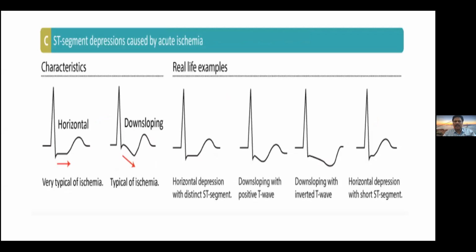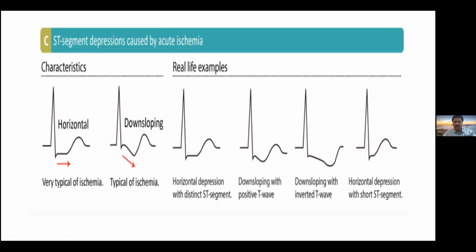How will the ischemia be? See here the ischemic changes. There will be a typical horizontal ST depression. The message is very clear. Typical horizontal ST depression. The J point is depressed. See here, the J point is suppressed, ST depression happens, and there is a horizontality. Or the other way of ischemia is a downsloping ST depression. So these two are the classic ways of explaining the ischemic changes.